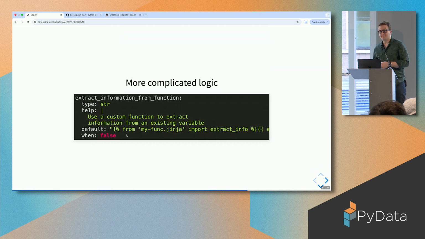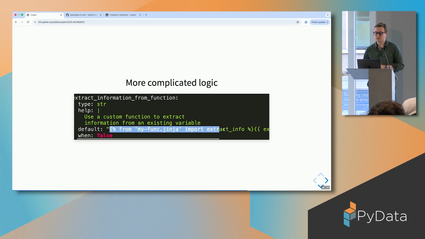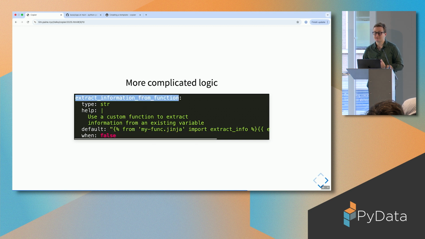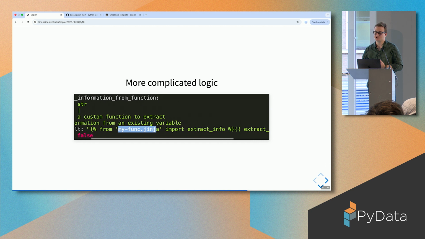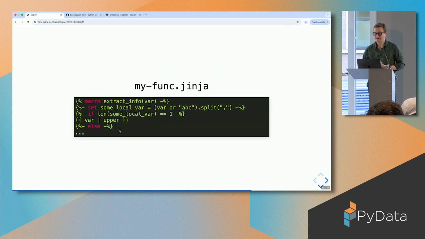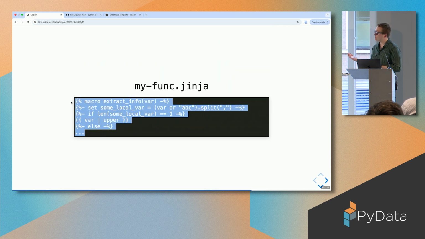There's also the ability to do a lot more complicated functionality. You can write your own Jinja macros and pull them in to do different things. So I can say, the user has provided some variable, and I'm going to do something more with that and store it in this template variable. What I'm going to do is, from myfunc.jinja, import the extract info macro and run it on the previously collected variable. Again, it looks a little bit strange, but if you've seen Jinja before, it's just vanilla Jinja syntax.